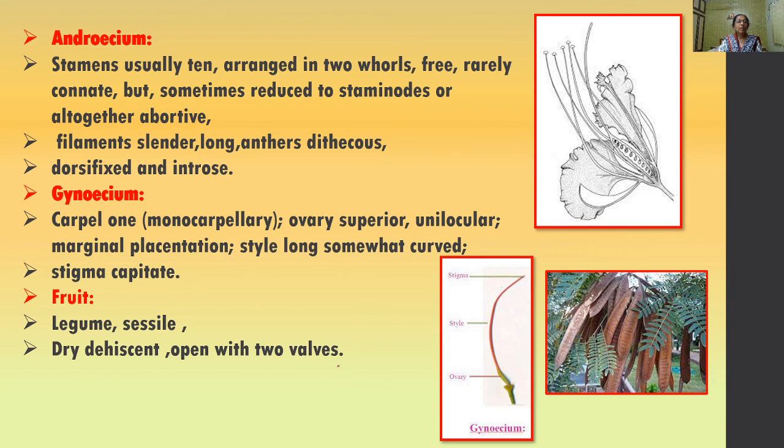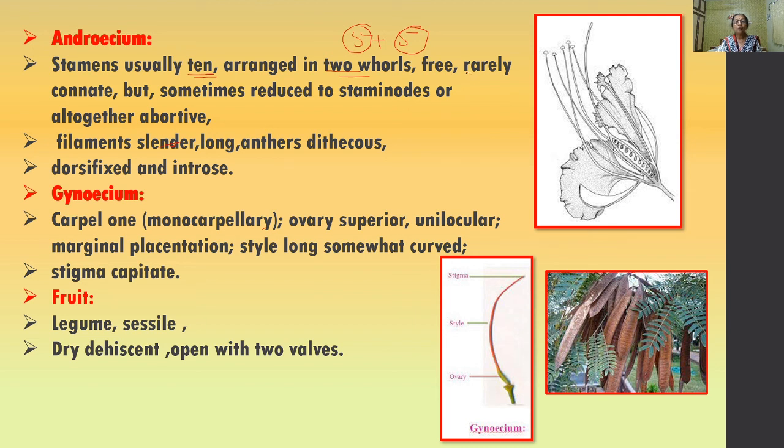The next whorl is the androecium whorl. So, the androecium whorl, you all know, consists of a number of stamens. The stamens are 10 in number. When we count the number of stamens, we will see they are 10 in number. They are arranged in 2 whorls. So, 5 plus 5. In the inner whorl, 5 stamens are present. In the outer whorl, 5 stamens are present.